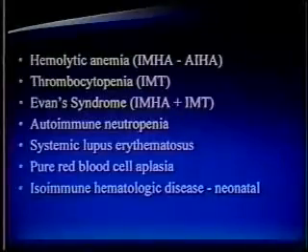And in this case, you could have hemolytic anemia, commonly known as immune-mediated hemolytic anemia, or IMHA, or it's also known as autoimmune hemolytic anemia, or AIHA. You can have immune-mediated thrombocytopenia. You could have Evans syndrome, which is a combination of both immune-mediated hemolytic anemia and immune-mediated thrombocytopenia occurring at the same time. You could have autoimmune neutropenia, where you have an absence or very low circulating neutrophil numbers in the peripheral blood. Systemic lupus erythematosus, pure red cell aplasia, or isoimmune hematological disease of neonates.